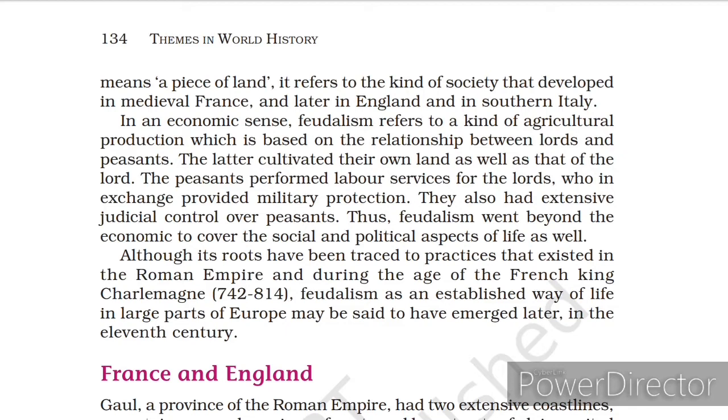Then the lord has rights over peasants. In this way, feudalism not only affected economic life but social and political life as well. In one way we can say that the farmers are being protected, but they are not free because they can't do any kind of job according to their wish. Even if they dislike the work, they have to do it because the king is protecting them, and because the peasants are protected by the king's army, they have to do some kind of job, that also without money.